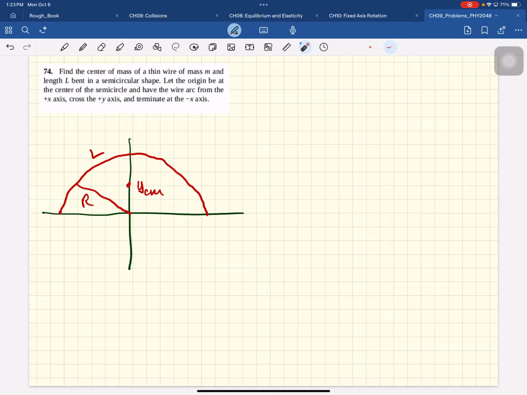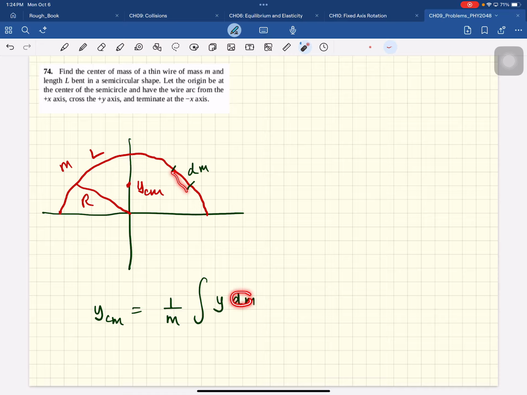This is a continuous distribution, so we have to set up an integral. If you look at your notes, the y coordinate of the center of mass satisfies: the total mass of the object, we'll call it m, times y equals the integral of y dm. What this means is, when you're setting up an integral, we'll break this up into little pieces.